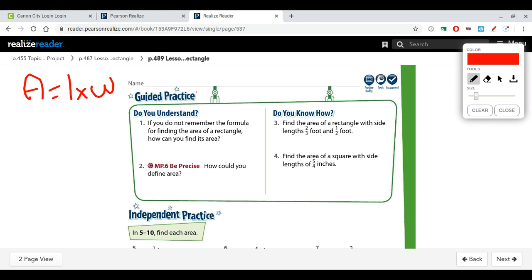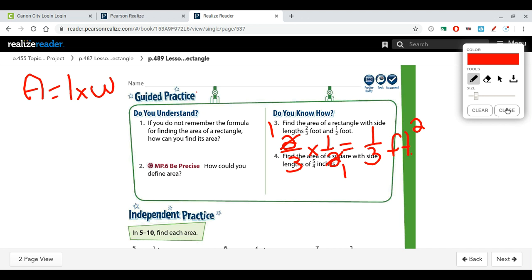Okay, so find the area of a rectangle with the side lengths 2/3 foot and 1/2 foot. So it's going to be 2/3 times 1/2. Again, look for your cross cancellation. I can cross cancel those, both become 1. So my area is going to be 1/3 foot or feet squared. So again, make sure that you are including that square in your answer, otherwise it's not going to be correct.